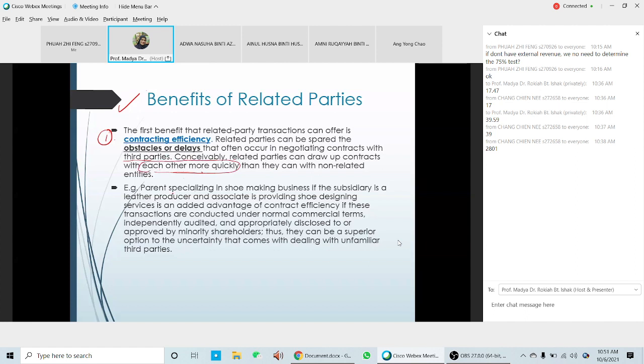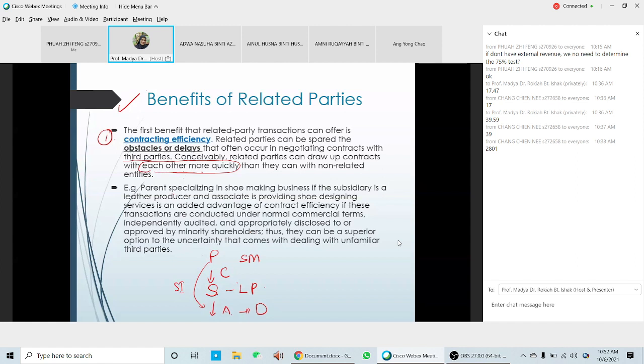For example, you have a parent. The parent is in the shoemaking business. Then they have a subsidiary, and the subsidiary is a leather producer. The other one they have is an associate, and the associate is in the design of shoes. So they are going to work together. If you look here, the parent has control over the subsidiary, and they also have significant influence over the associate. So the parent knows its subsidiary, and the parent knows its associate.